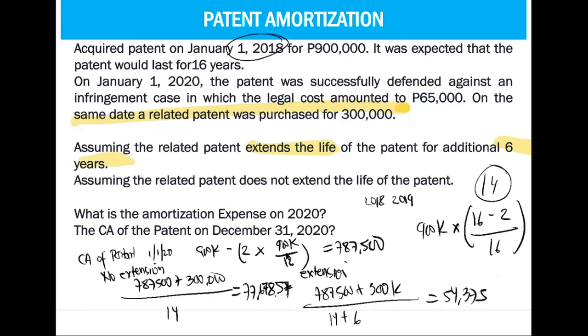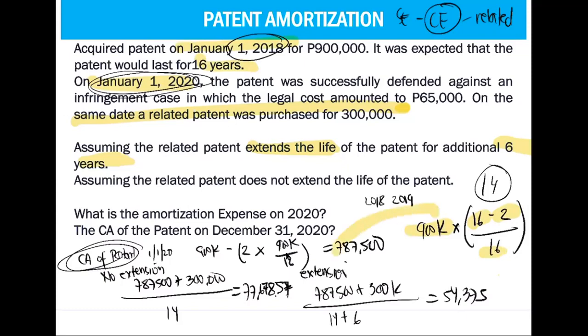So remember, if there is a subsequent expenditure, particularly a capital expenditure that is a related patent that is purchased, you will add the cost of the related patent to the value of your old patent. So first, we need to get the value of your old patent at the time of purchase. The time of purchase of the related patent is January 1, 2020. So to get the value, that is 900,000 multiplied by 16, that is the useful life, less 2 years. Why 2 years? You purchased on 2020, right? And initially, you are holding that on 2018. So 2018, 2019, 2 years had passed, divided by the useful life.